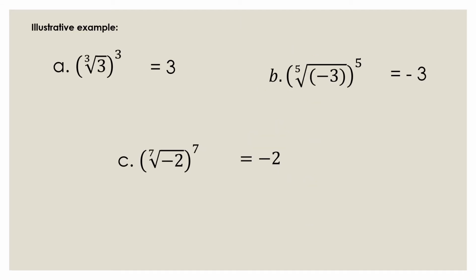Here is an illustrative example. Letter A, the quantity cube root of 3 raised to the power of 3 is equal to 3. Letter B, the quantity fifth root of negative 3 raised to the power of 5 is equal to negative 3. And letter C, the 7th root of negative 2 raised to the power of 7 is equal to negative 2.